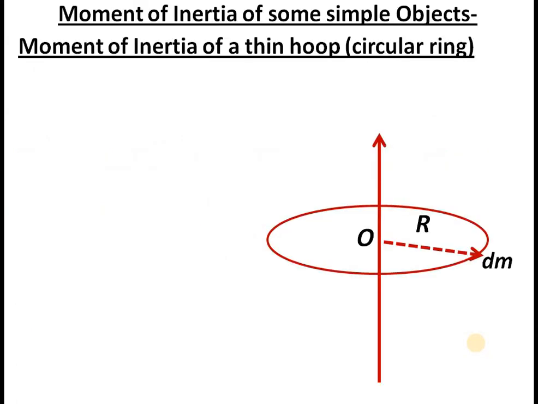So let us start with a simple object, that is a thin hoop, a circular ring, you can say. Consider a circular ring of radius capital R. Okay, and you have an axis. The axis passes through the center of the circle, O. Okay, so the entire ring you can divide into small pieces, each of mass dm. Then suppose the ring, the hoop, is rotating with respect to this axis.